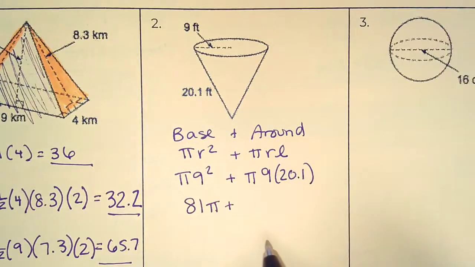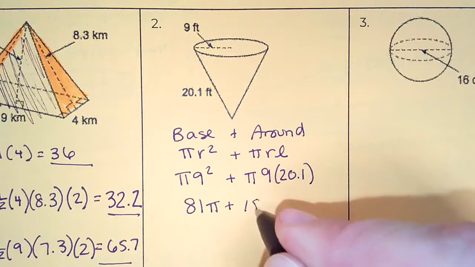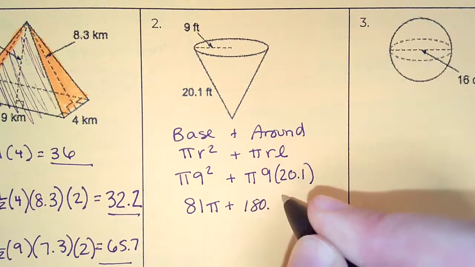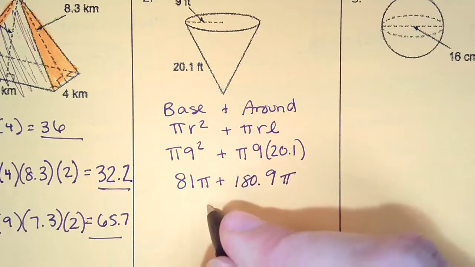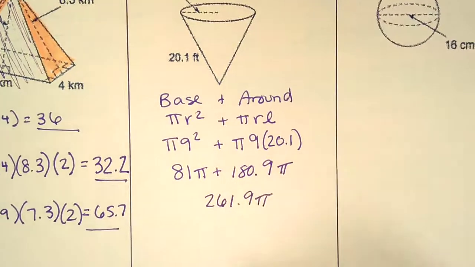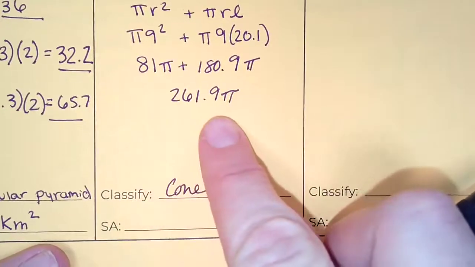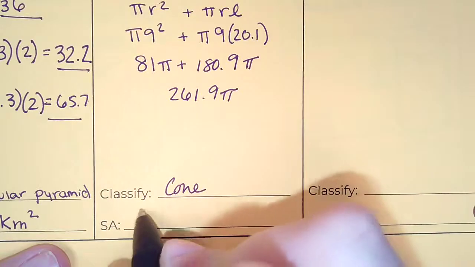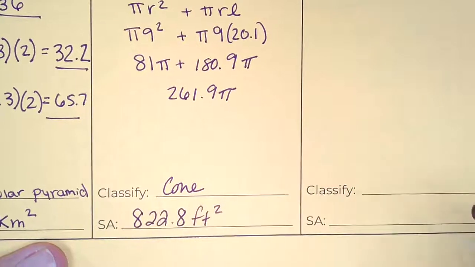So 81 pi plus 9 times 20.1 is 180.9 pi. Adding those together, 261.9 pi. Plug in 261.9 times pi into your calculator, 822.8 feet squared.